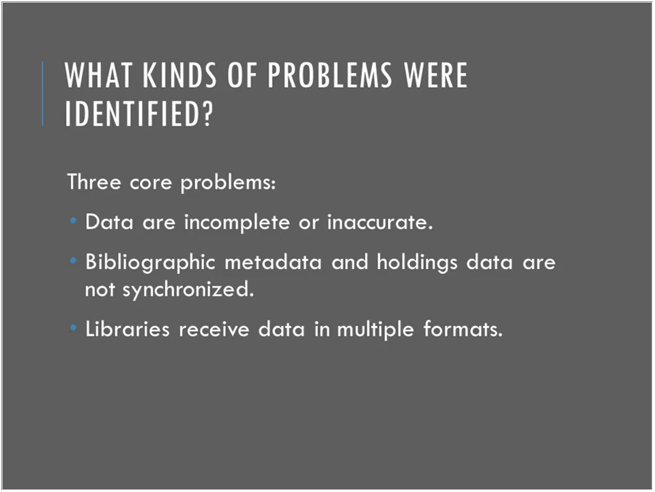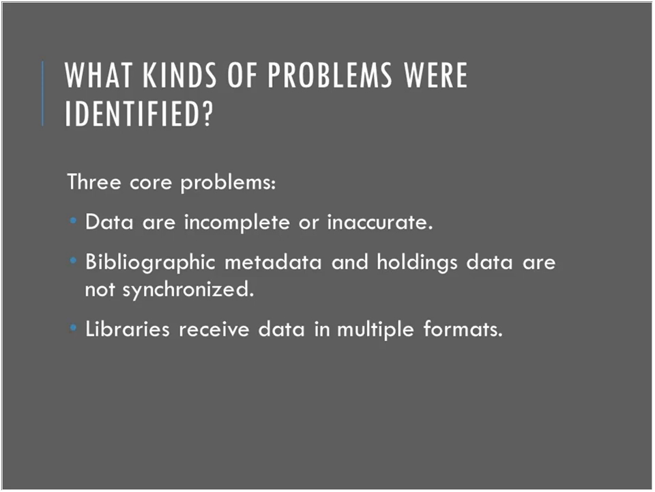So the white paper identified three core problems with the current state of data quality. And all of these issues can prevent users from getting to the resources they need. These three core problems are: data are incomplete or inaccurate, and this includes bibliographic data, which is needed for discovery, but it also includes holdings data, which is needed for the access part. They found bibliographic metadata and holdings data are not synchronized. Libraries and service providers have difficulty maintaining knowledge bases when they receive data for a single item or collection at different times. And then finally, libraries receive data in multiple formats. Libraries must spend time and resources reformatting and completing the data, which introduces the possibility of localized error.